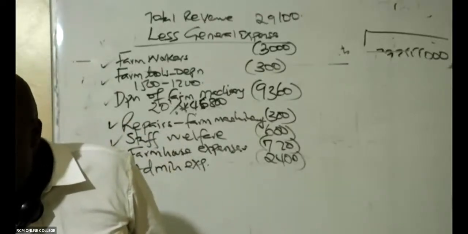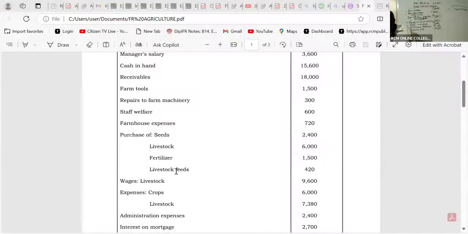Apart from administration expenses, what else do we have here, my friends? We have interest on mortgage. Interest on mortgage, of course, is a common thing. It is 2,700. So the interest on mortgage is 2,700 and deductible.